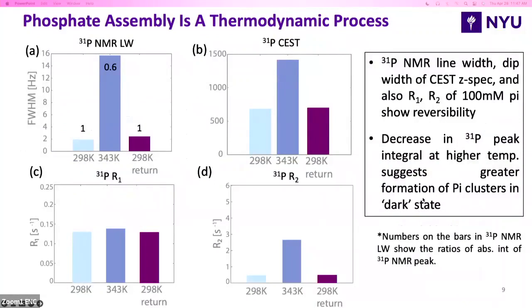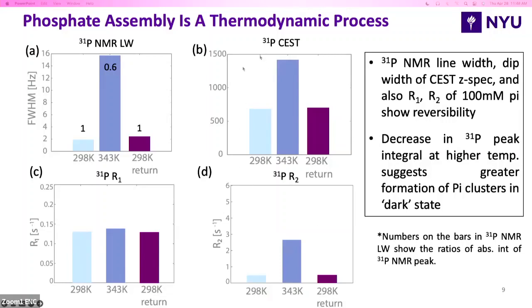After indicating the formation of the phosphate assemblies, we also examined whether their formation is reversible or not, to see whether this assembly is thermodynamic or kinetic. If the process is reversible, that means the assembly is thermodynamic, otherwise it's kinetic. So we tested this process by characterizing the phosphate at 298K, 343K, and cooling back down to 298K.